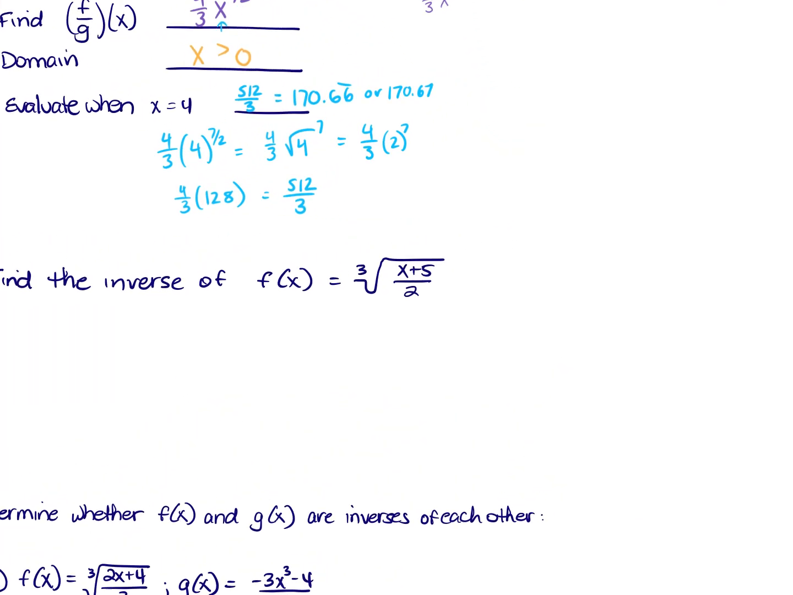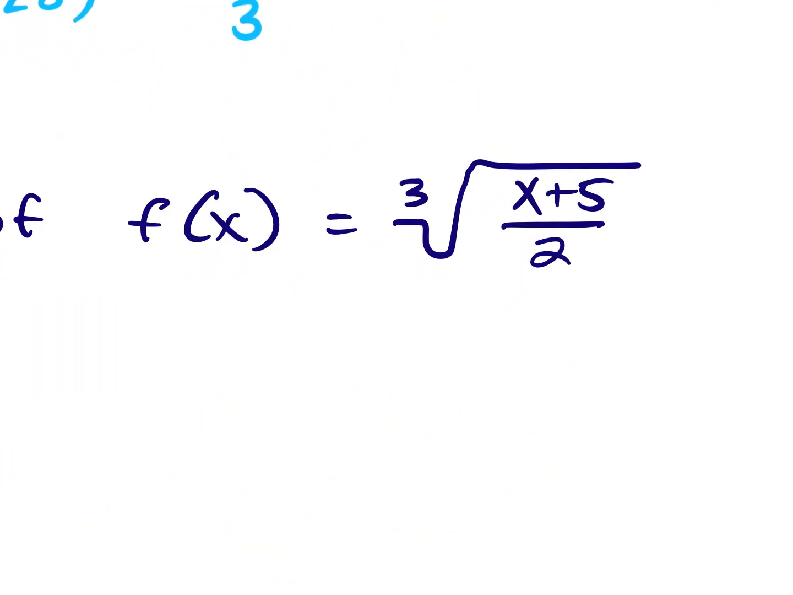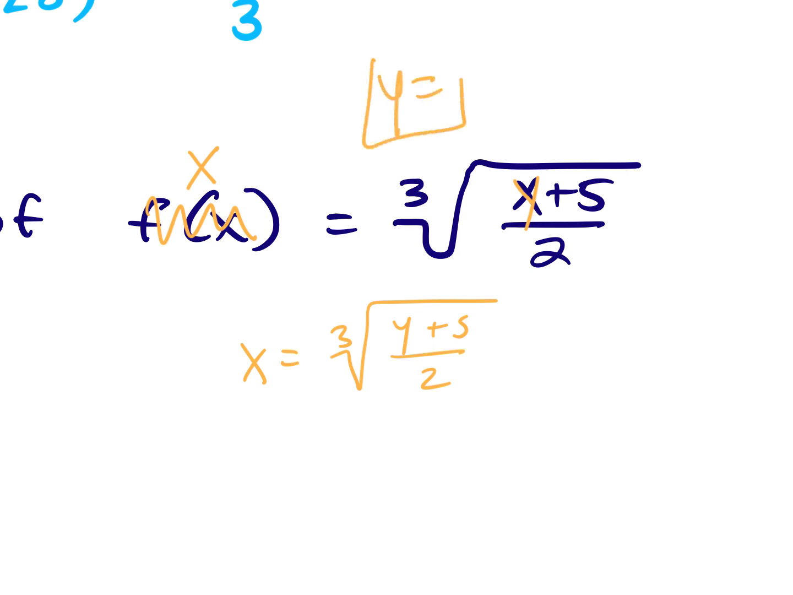So number 4, we have to find the inverse. So first step in finding the inverse is switch our x and y. So f of x becomes x, x becomes y. So x is equal to the cubed root of y plus 5 over 2. Now our goal is to undo everything on the right side. We need to get it to be y equals. That y has to be all by itself. So just be careful. Just do one step at a time.